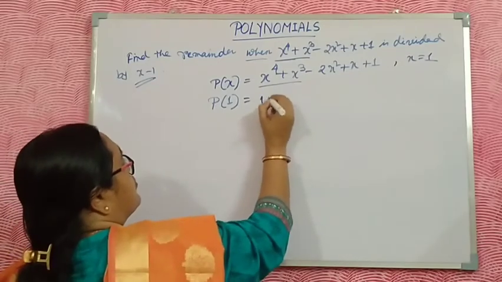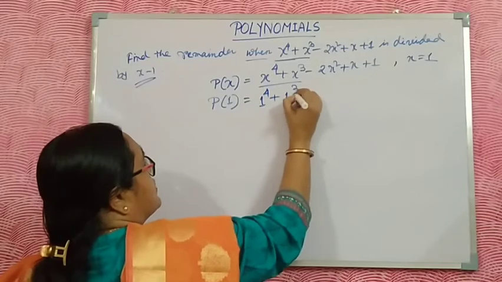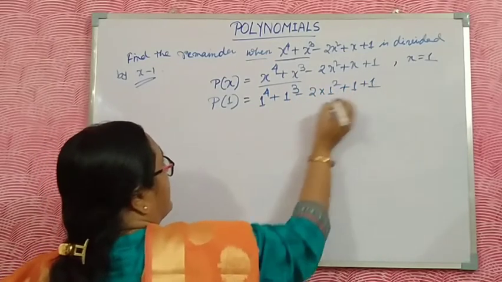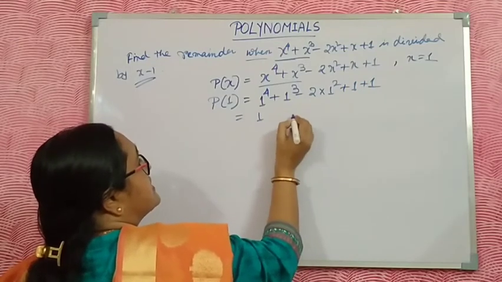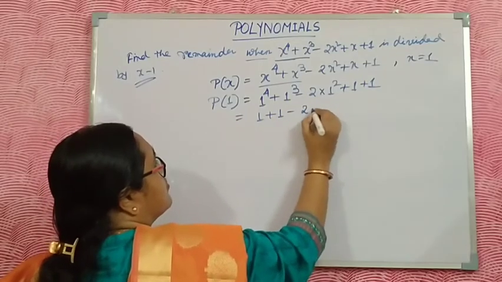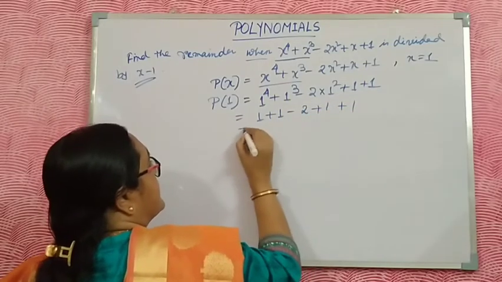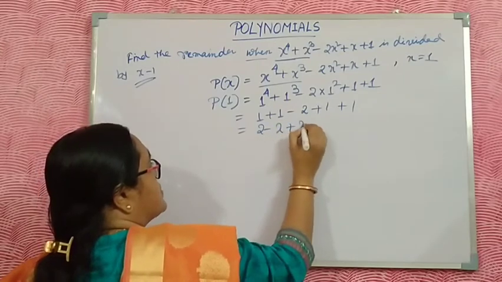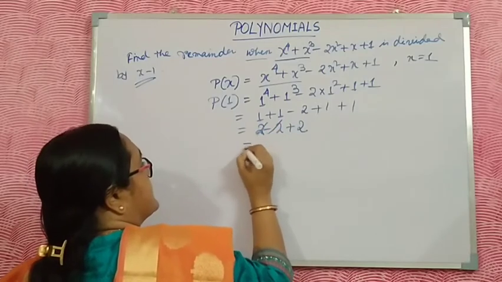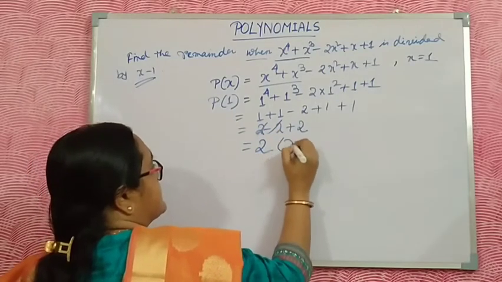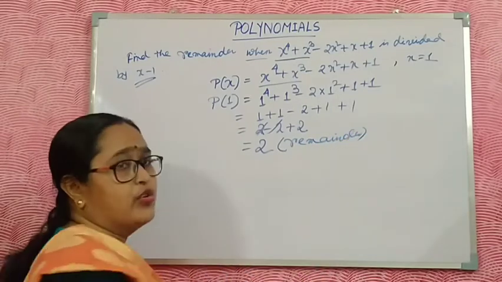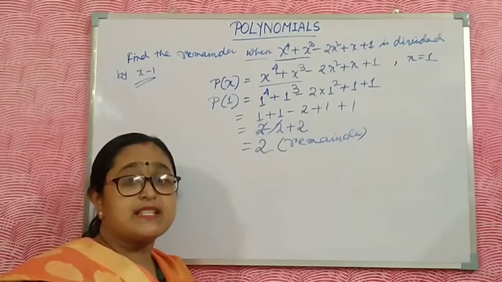Okay? You just put 1 to the power 4, 1 cube minus 2 into 1 square plus 1 plus 1. Then 1 to the 4 is 1, 1 cube is 1, minus 2 ones are 2, plus 1 plus 1. Then 2 minus 2 plus 2. Then the 2s cancel. Then the remainder is this. Just like this, all of you do the sum just like this.